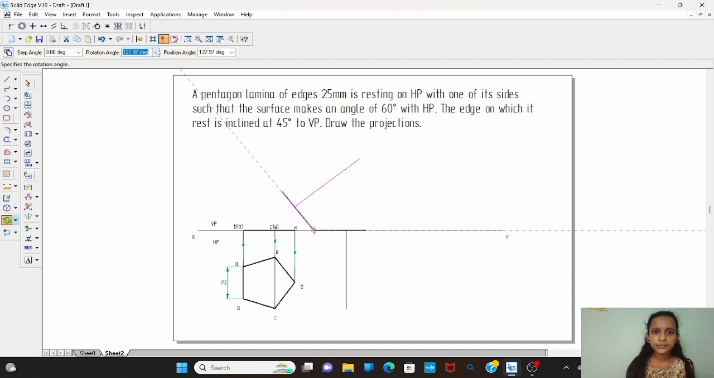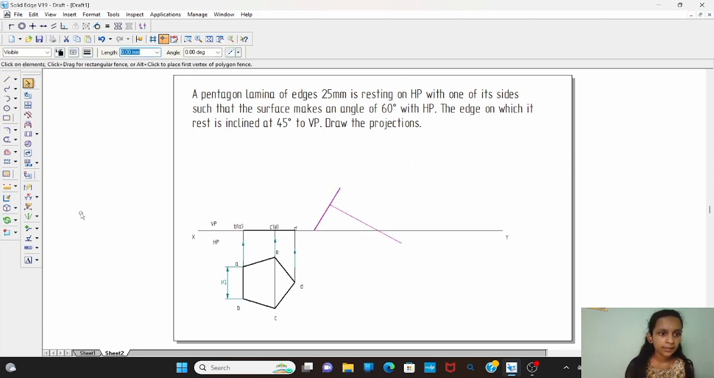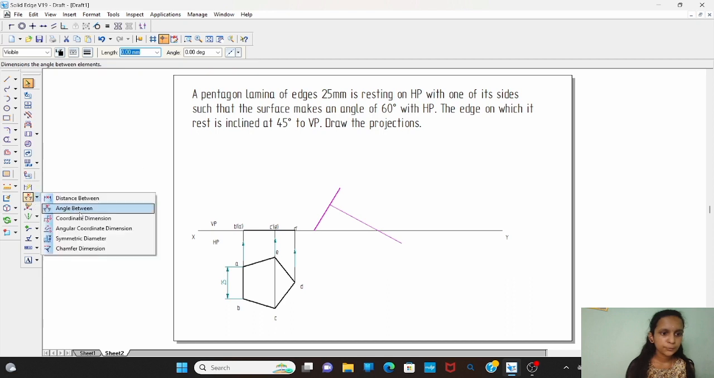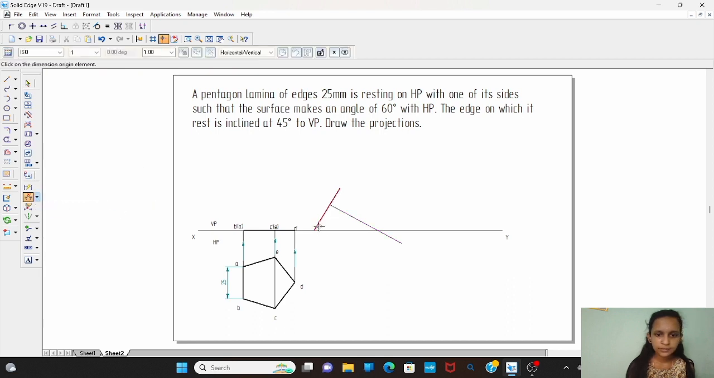They have said that with respect to HP, it is inclined at an angle of 60 degrees. So the rotational angle is 60 degrees. Move to angle between and measure the angle between these two lines and it should be 60 degrees. Select the line option. Before that, select the text option.